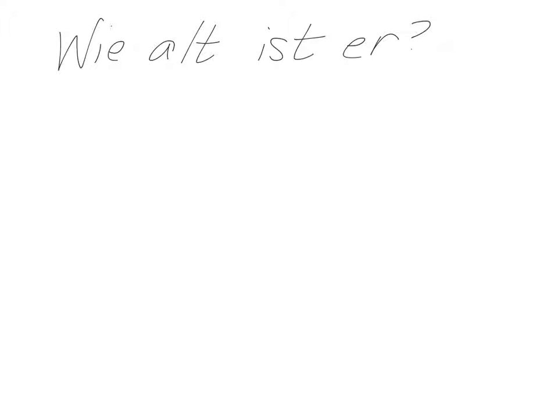How would you ask, how old is he? What's your first word? Wie. Next word? Alt. Next word? Ist. Good. Ist is is. Wie alt ist er? Good. Put it all together. Wie alt ist er?